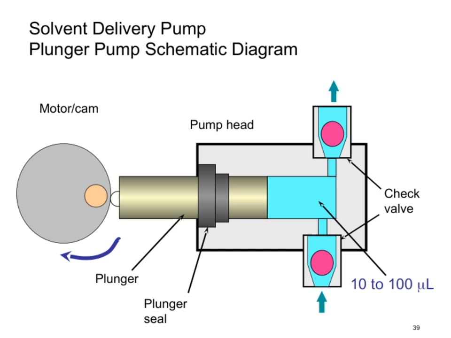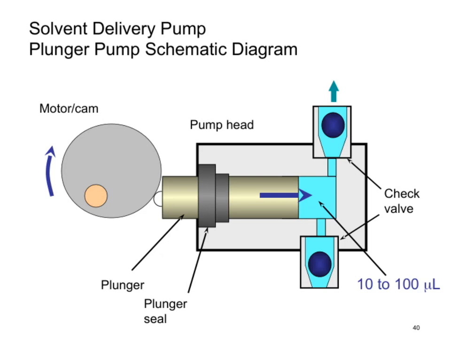The plunger seal is critical for maintaining a tight seal around the plunger, preventing leaks and ensuring consistent delivery. When the plunger moves forward, it draws solvent into the pump, and when it moves back, it pushes the solvent out through the outlet. This mechanism is fundamental for accurate and reliable solvent delivery in many analytical applications, tying into our overall theme of precise fluid control in laboratory systems.